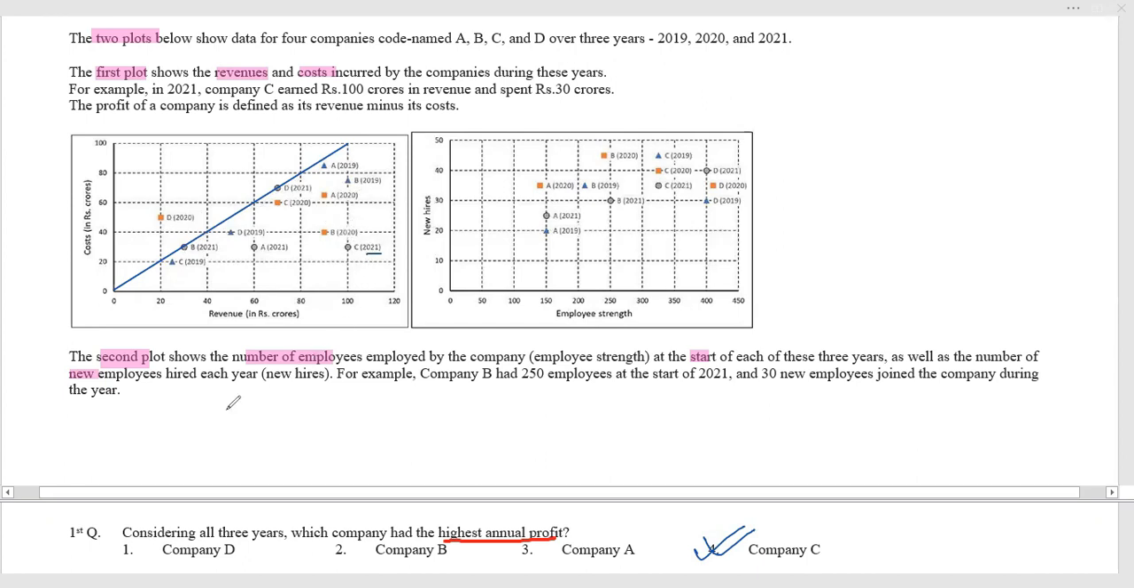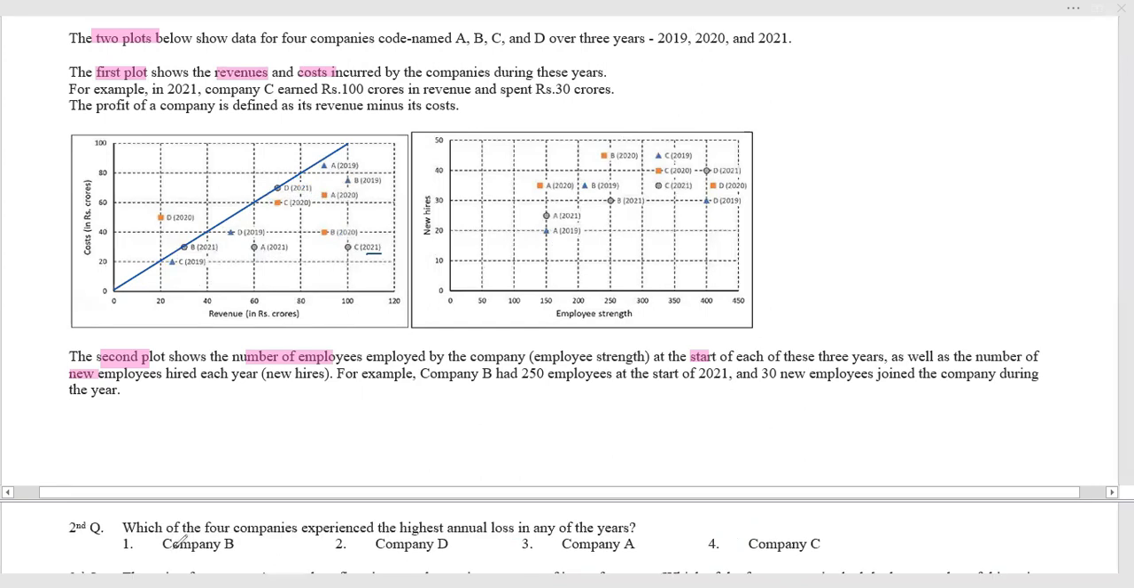If you check it out, this is the perpendicular line. This is the profit for C in 21. This is the perpendicular line for C in case of 20, and this is in case of 19. Taking the average of this line, it should be the highest. So my answer, C would be the highest in this case.